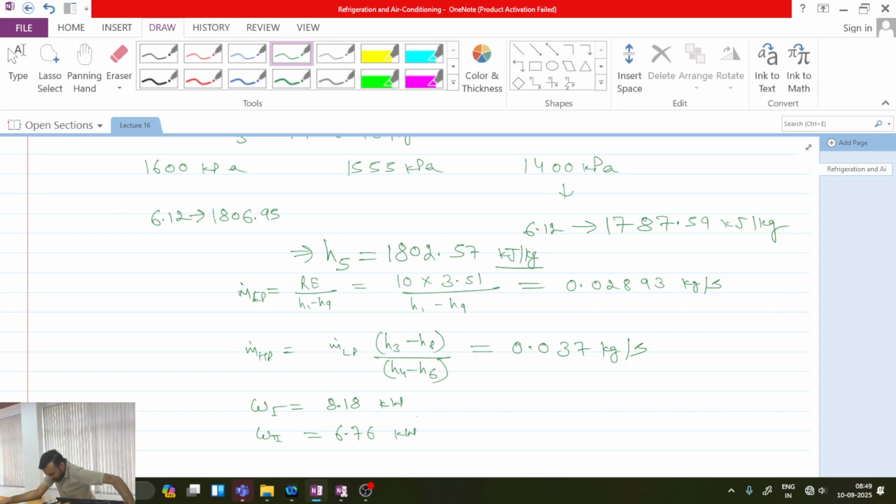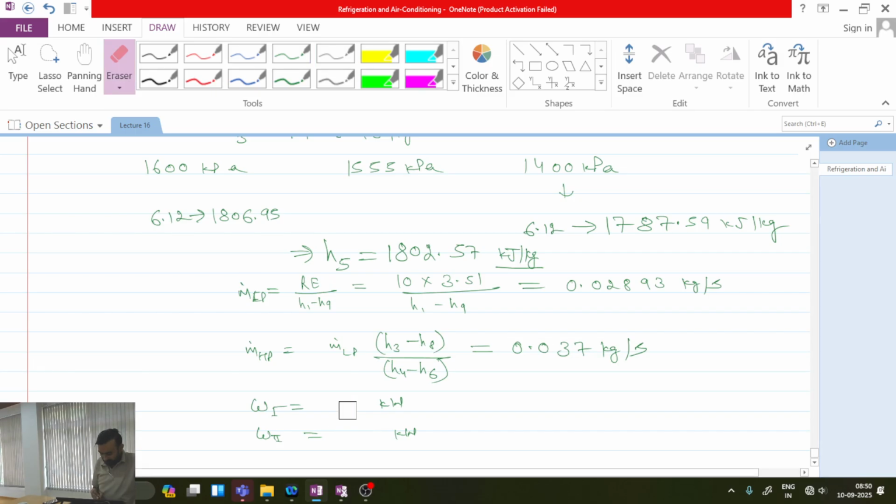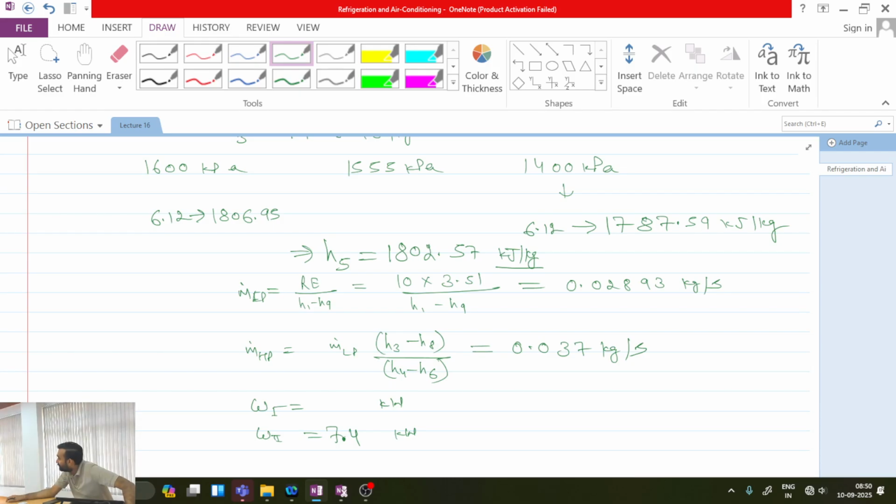Because as per my answer, LP is 6.79, HP is 7.36. 7.4, correct. So your answer is incorrect. 7.4 is HP, and LP is how much? 6.74, correct. Now it is correct.